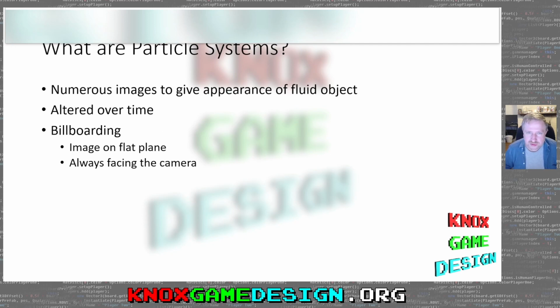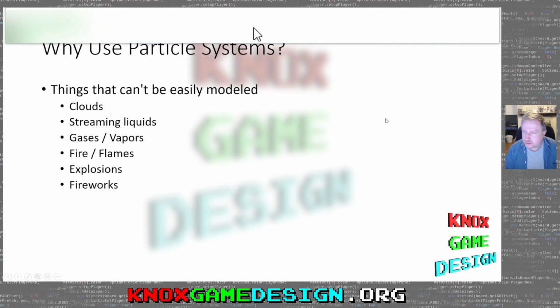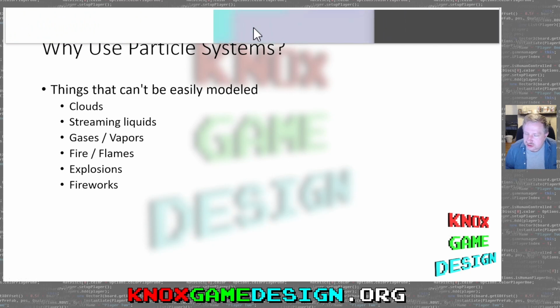So exactly what are particle systems? Particle systems are a way to use images like sprites using a technique called billboarding, where the sprite is always facing on a plane toward the camera, and you can make multiples of these at once to give the appearance of a fluid object, such as gas and things like that. You can alter these particle systems over time. I'll be talking about some of the modifications that you can make to particle systems over time to give them special effects.